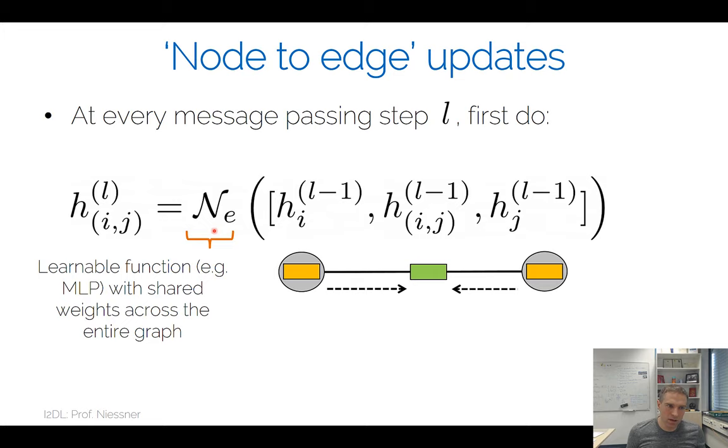Okay, but I think it's pretty straightforward. So we have a global MLP that's always the same. It takes these features as input and computes the new edge feature. This is how we do node to edge updates. And of course, we're learning this across the graph.